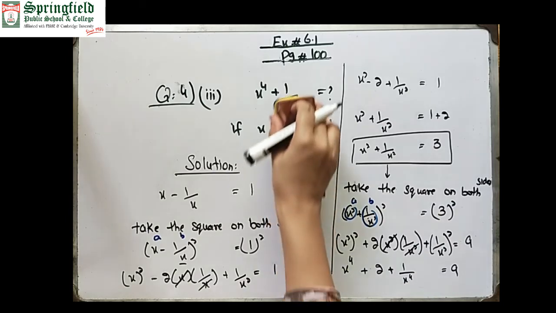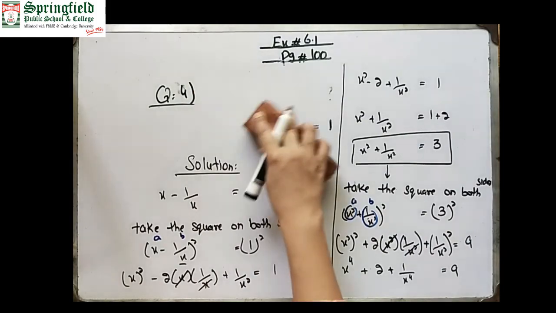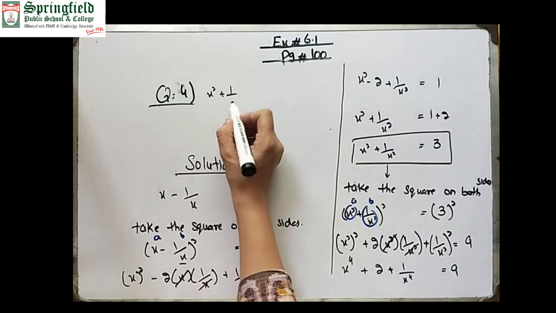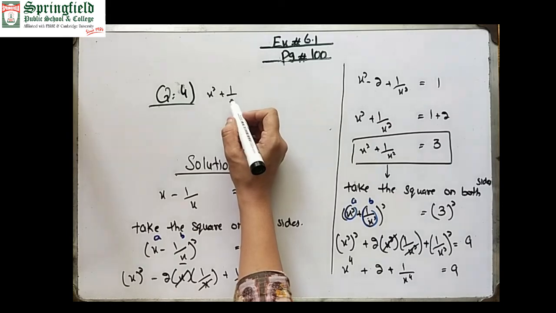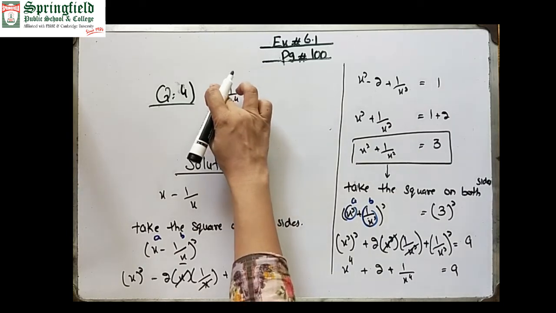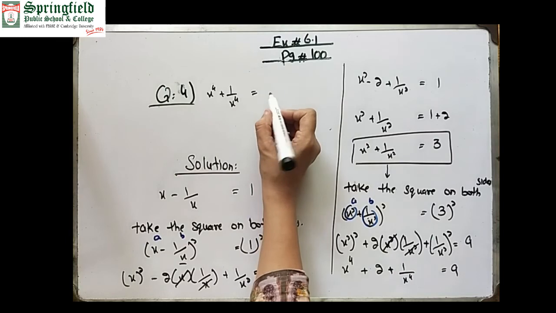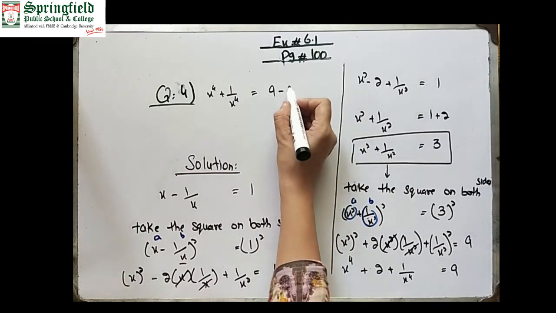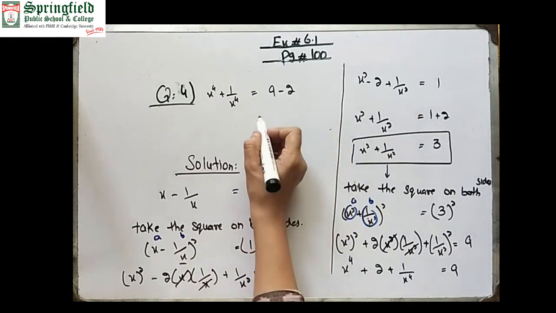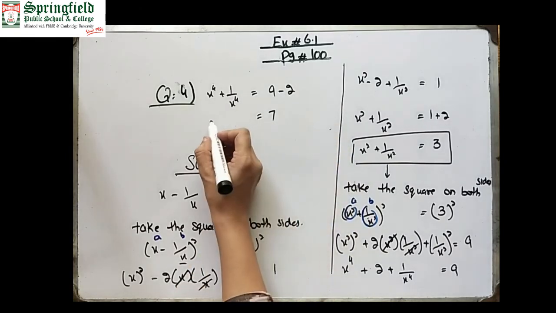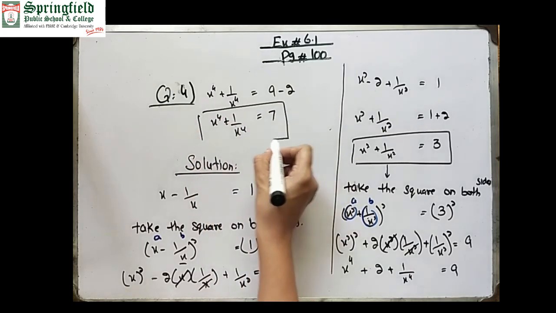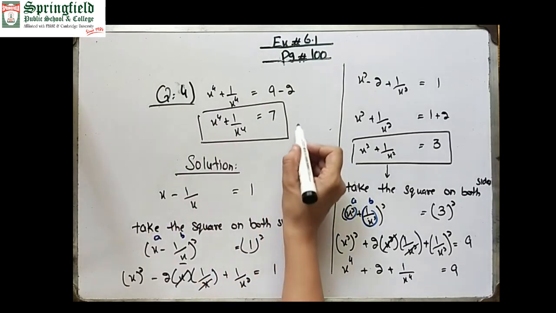Fine. Okay, now x square plus, leave the variable here and the constant will move to the other side. x⁴ plus 1 by x⁴ is equal to 9, and then plus 2 will become minus 2 on the other side. Then 9 minus 2 is 7. So x⁴ plus 1 by x⁴, this is the required term and this is your final answer.